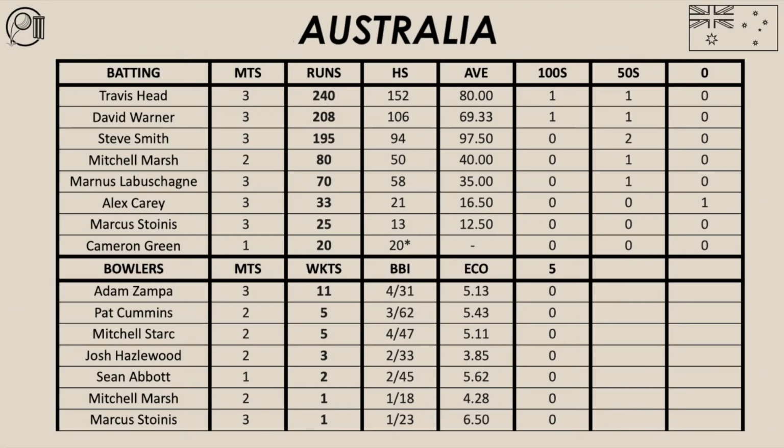Let's have a look at Australia's performance with both bat and ball in this ODI series against England and talk about their performance in this ODI series overall. After a disappointing T20 World Cup from Australia, they have bounced back well, winning this ODI series 3-0 over England. Australia batted and bowled better than England in this series.